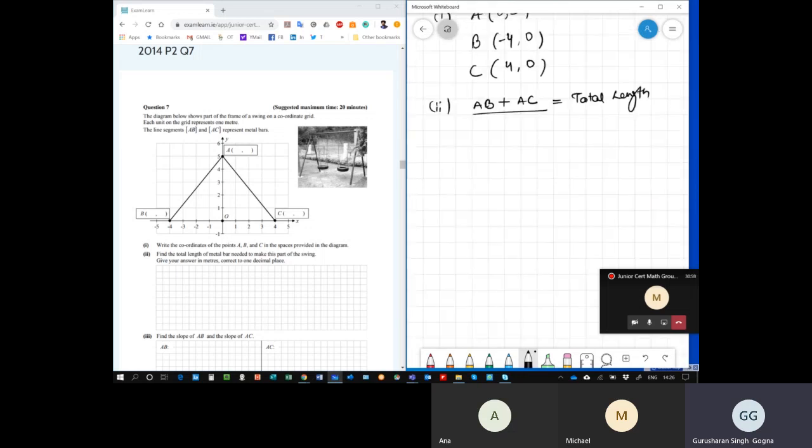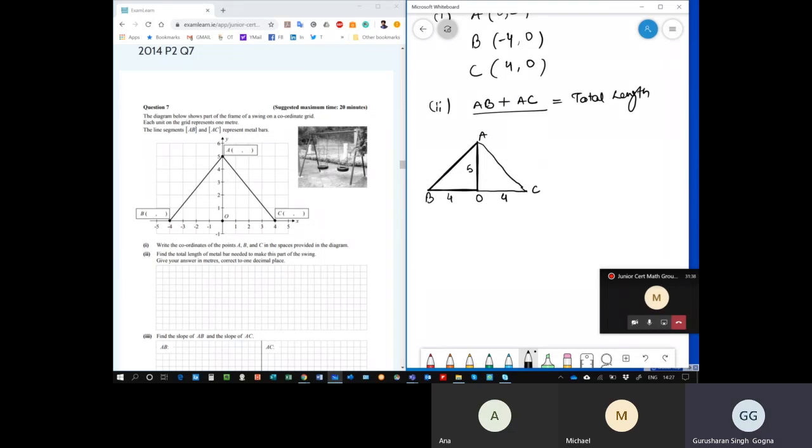So how will you find out AB? You can clearly see that in the diagram, it's a right angle triangle. This is A, this is the origin, this is B, and there is a right angle triangle on the other side as well, which is, let's say, C. And you can see that the height of this triangle is 5 and the base is 4. So I'm just writing the length. You don't need to write down minus 4 because the length is always positive. So 4 is the length. And on the other side is also 4.